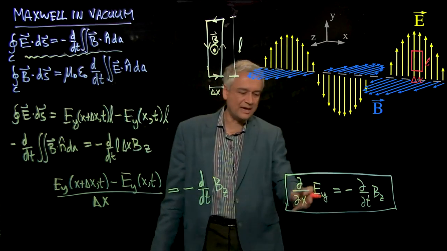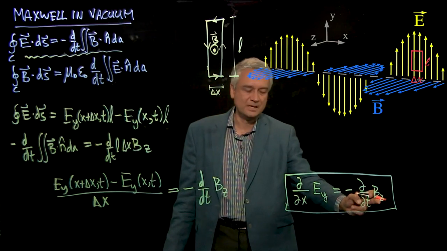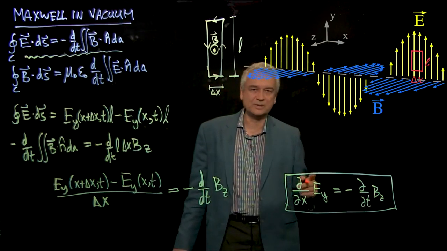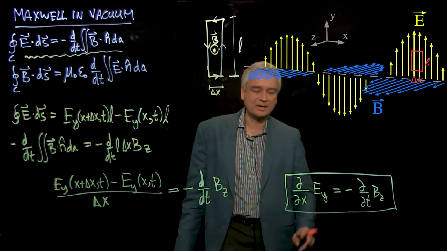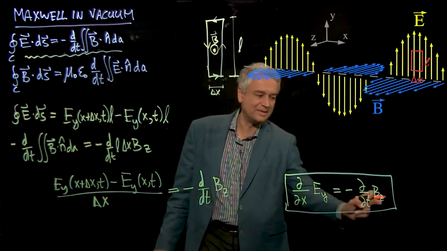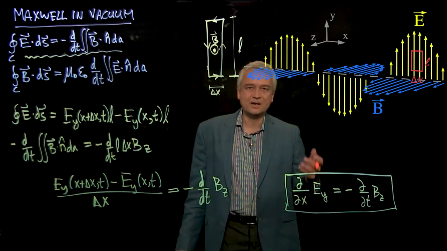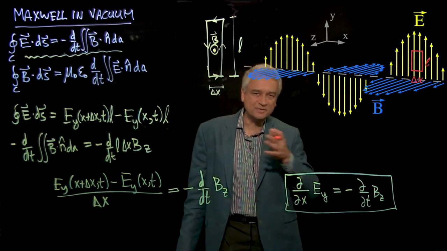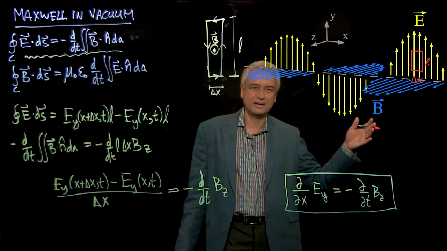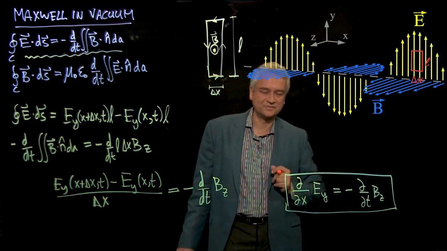If EY is varying with x, then Bz can't be standing still. So remember, previously we concluded that if Bz was varying with x, then EY can't be standing still. Now we conclude that if EY is varying with x, then Bz can't be standing still. And so the overall conclusion is that we find solutions in which EY and Bz are both varying with x and are both not standing still. They have to be moving as a function of time.